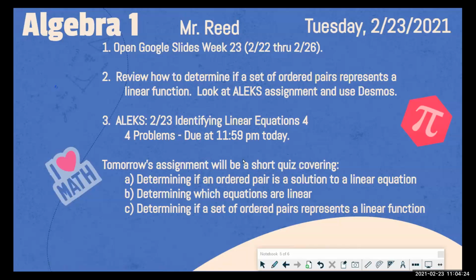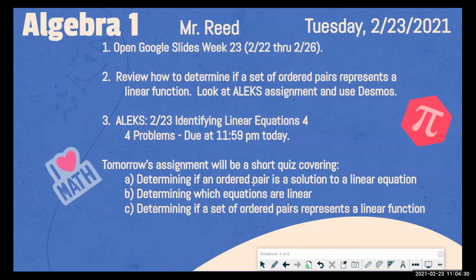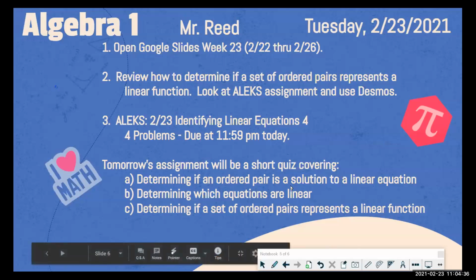But either way, it's just going to cover what we've been doing for the past week or so, making sure we can tell which ordered pair is a solution to an equation, determining which equations that we're looking at in algebraic form are linear equations and which ones are not linear, and determining if a set of ordered pairs represents a linear function. That's what we did yesterday, and I'm going to review a little bit here in a minute.